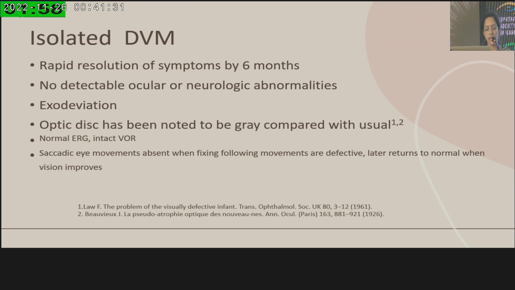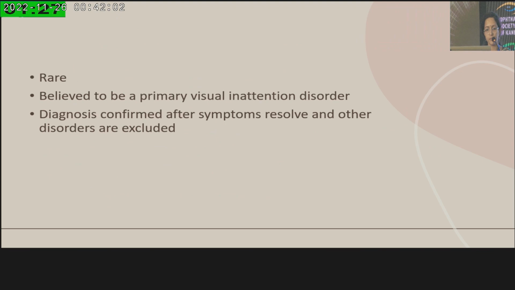It is characterized by absence of any detectable ocular and neurologic abnormalities and rapid resolution of symptoms by 6 months. And during this initial phase of deficient fixation and following movements, the patient may have a transient exodeviation also. Fundus may show a grayish colored optic disc and the ERG and VOR responses would be normal. Saccadic eye movements would be absent when fixing and following movements are defective. Later on, as fixation gets established, these things will improve.